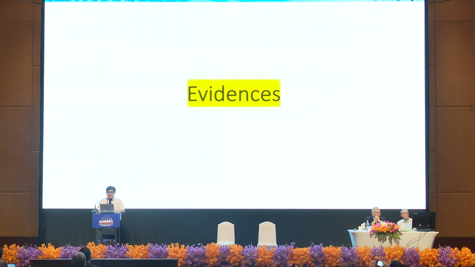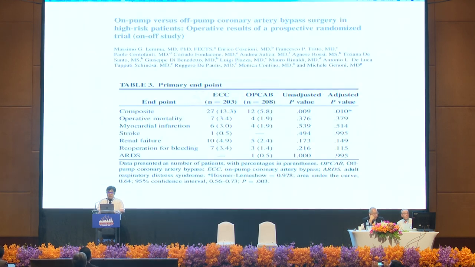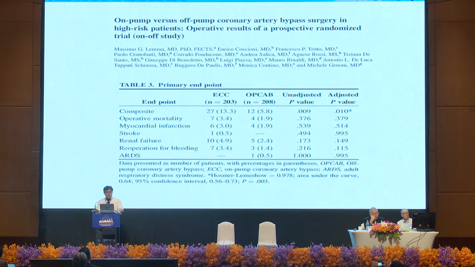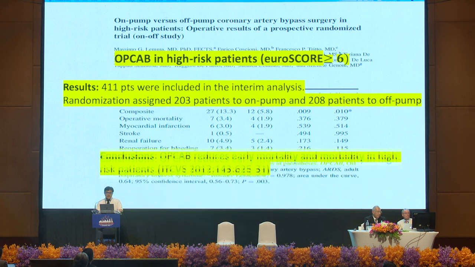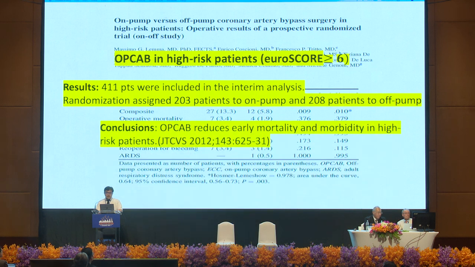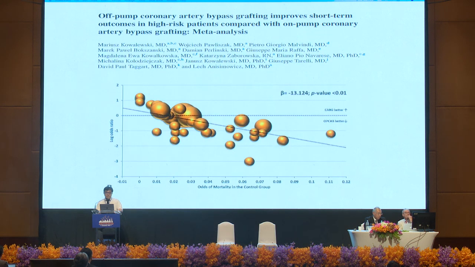I think most of the attendees got the evidence from the previous professor in the morning. I will show you a bit. Start with this paper from Italy by Professor Massimo Lemma. He did a paper on on- and off-pump, and he included high-risk patients with EuroSCORE more than 6, divided into two arms, 200 in each arm. And finally, the conclusion with the interim analysis is that off-pump reduced early mortality and morbidity in high-risk patients.